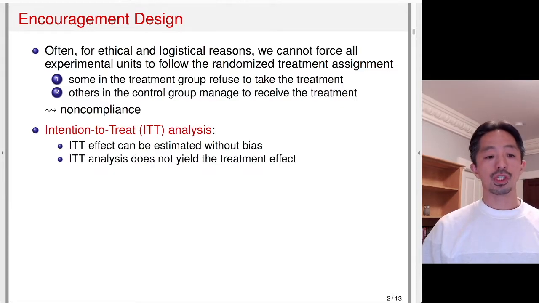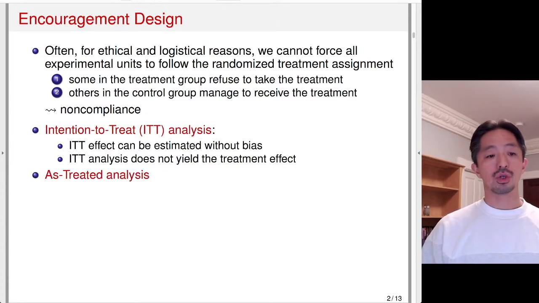Now, the problem, of course, is that ITT analysis doesn't address the problem of estimating the effect of the treatment itself, the treatment receipt itself. So, for example, if the encouragement is very, very weak, and a very small number of people receive the treatment, then the ITT effect may be estimated to be very small, even when the treatment, if it's actually received, is very, very effective. So it estimates the effect of intention to treat rather than the treatment itself.